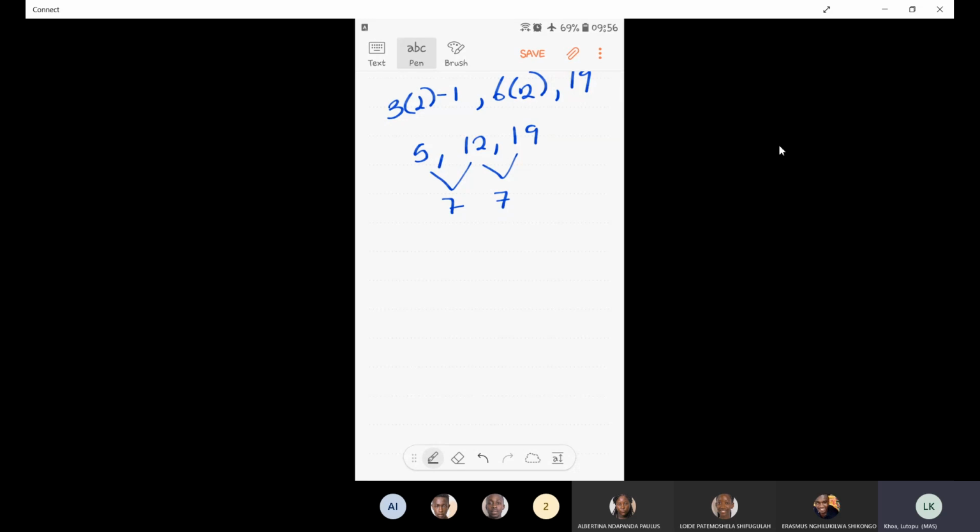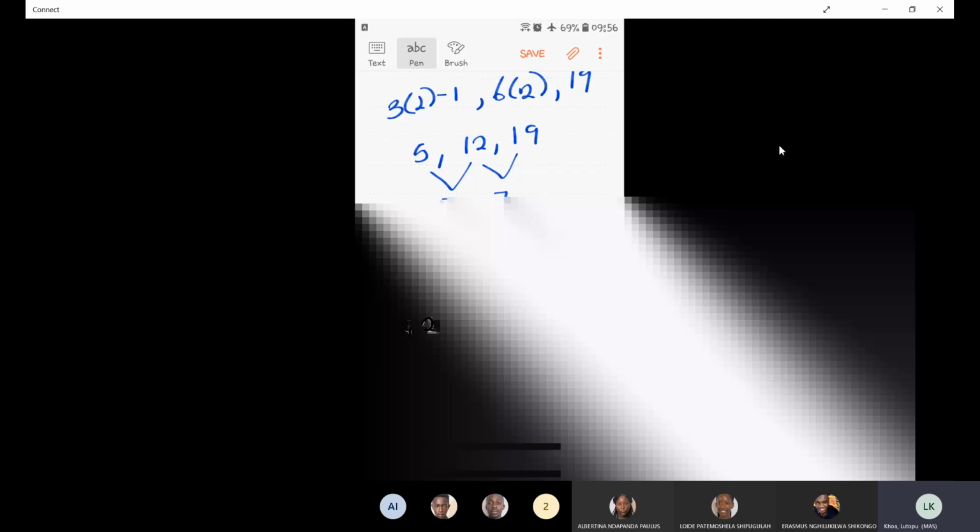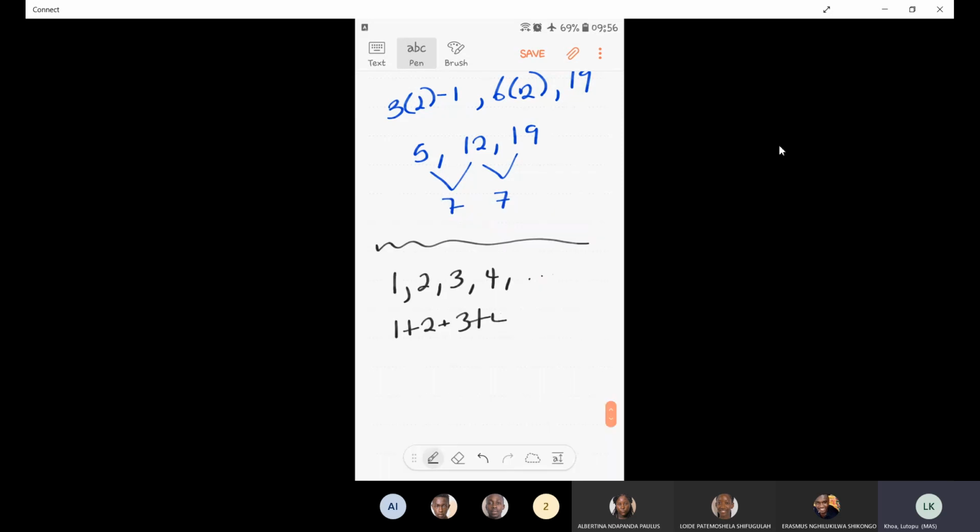Okay, then we look at finding the sum of a certain number of terms in an arithmetic progression. Now, a sequence of numbers that is added together is called a series. So if I start with a sequence like this, 1, 2, 3, and it continues like that, and I decide to add all the terms, 1 plus 2 plus 3 plus 4, and I keep adding like this, this is what we call a series.